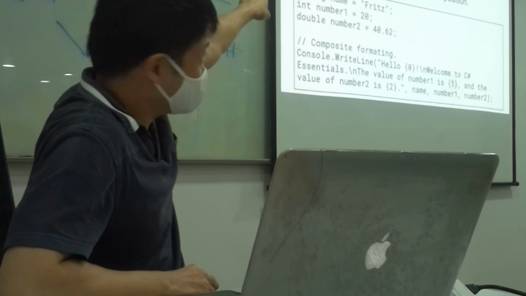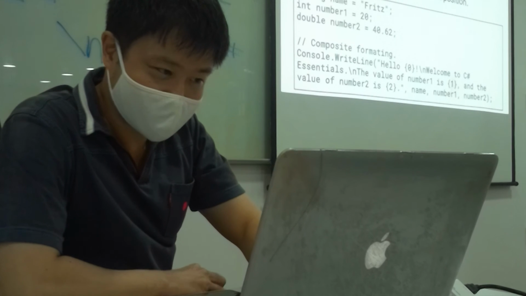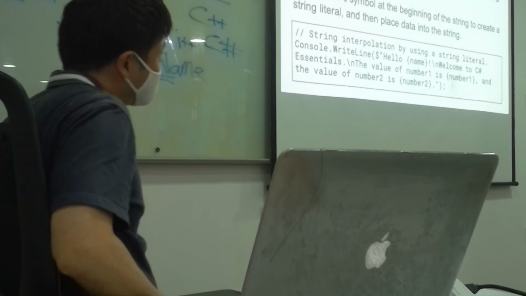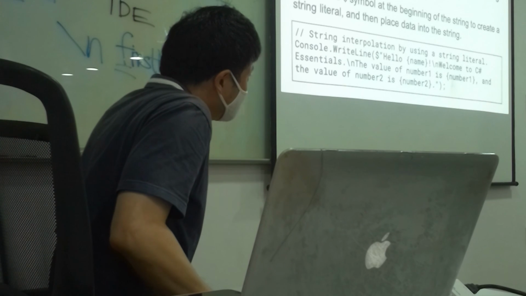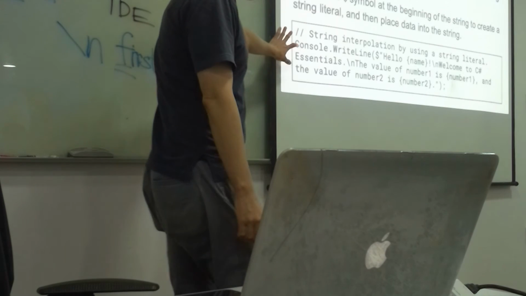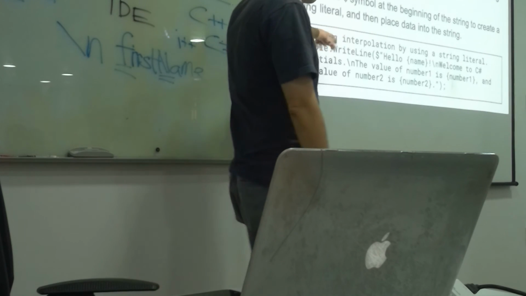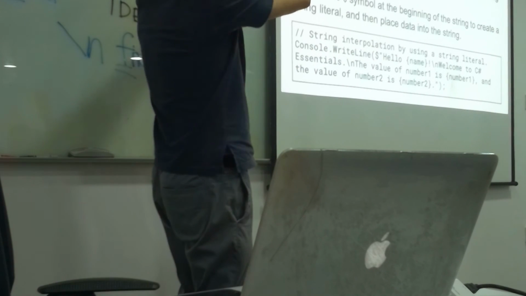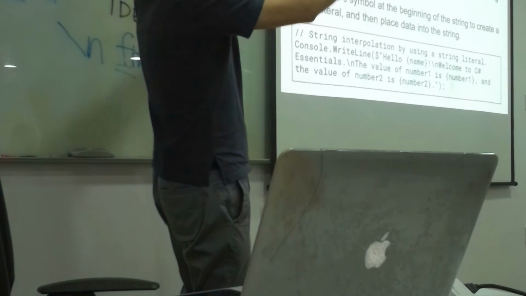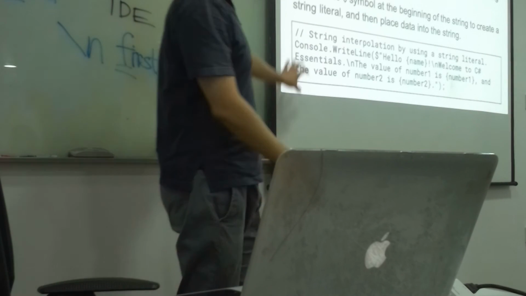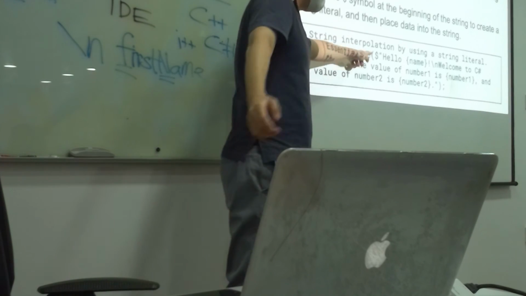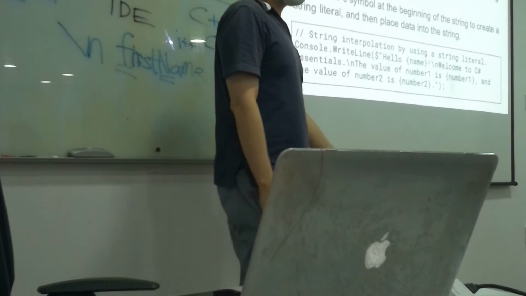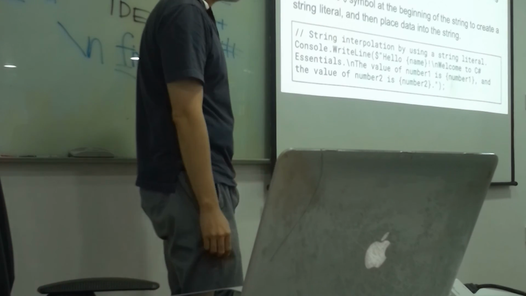The other way, besides composite string, is called string interpolation. We also call it string literal. So you can code this also. You have the value of number 1 and number 2 already in your code, integer number 1 equals to something, then double number 2 equals to something. So you just need to add this line. This is another way of putting variables as placeholders into the text.